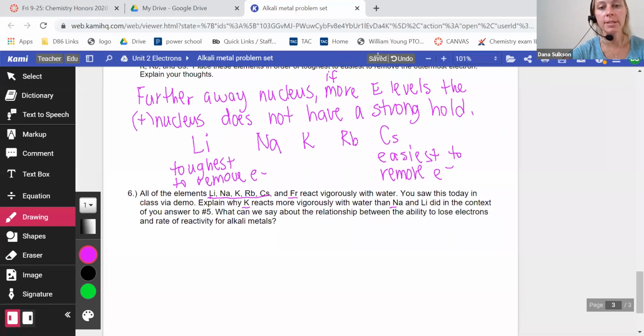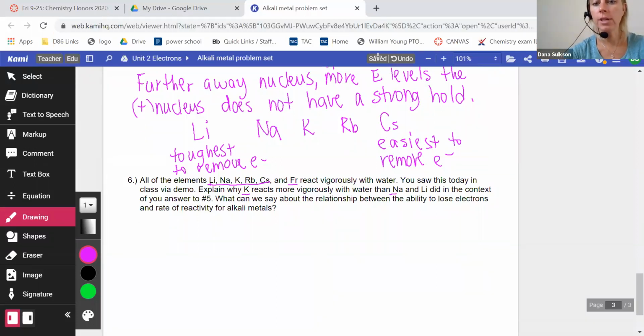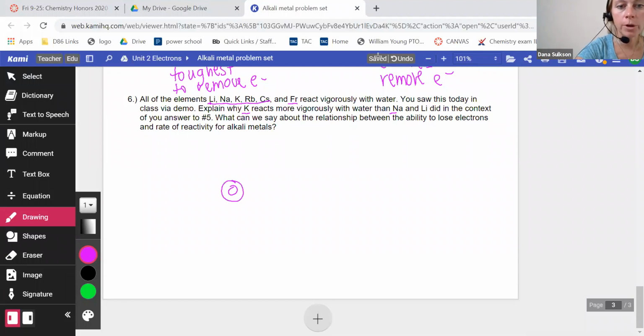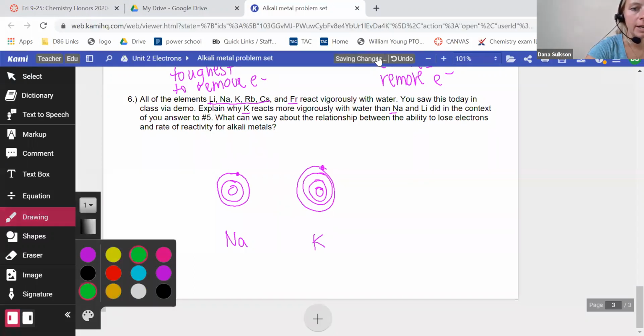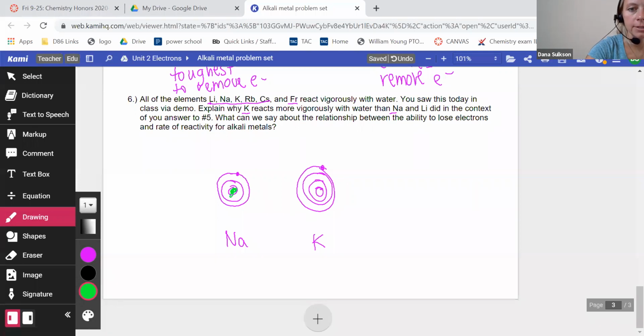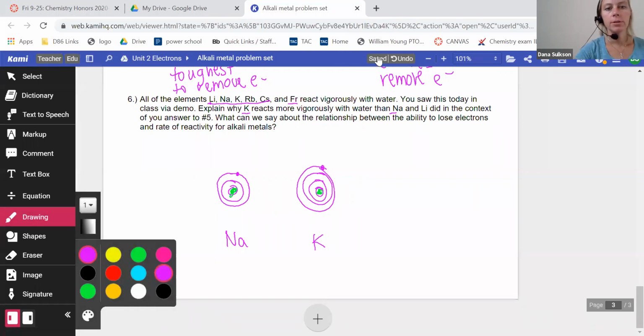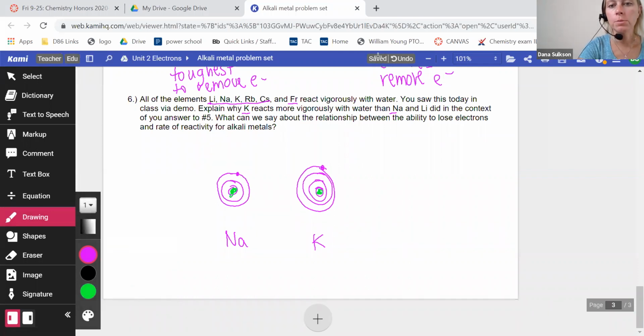Well, if you look at potassium on the periodic table, you'll notice that potassium has 4 energy levels versus sodium that has 3 energy levels. So you can quickly draw that 1, 2, 1, 2, 3, and I'll just put sodium. I'll just draw that last energy level electron, and then you have 1, 2, 3, 4. And that is our example for potassium. Again, I'm going to show you where the nucleus is. Oops, my little dot is a little bit sloppy. I apologize. So when it's asking you, what can you say about the relationship between the ability to lose the electrons and the rate of reactivity?